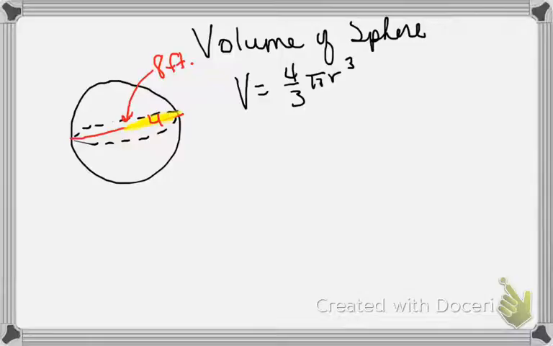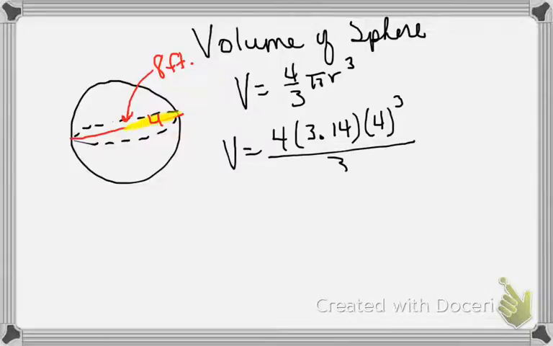Now I like to keep my 4 with my numbers and divide everything by 3. So I actually like doing this. 4 times, we're going to use 3.14 again. My radius is 4, and we're going to cube it this time. And then I'm going to divide the whole thing by 3. That's how I like to do it. It's the same thing. Alright, so I'm going to rewrite it, and this usually works out pretty good if you just do it this way.